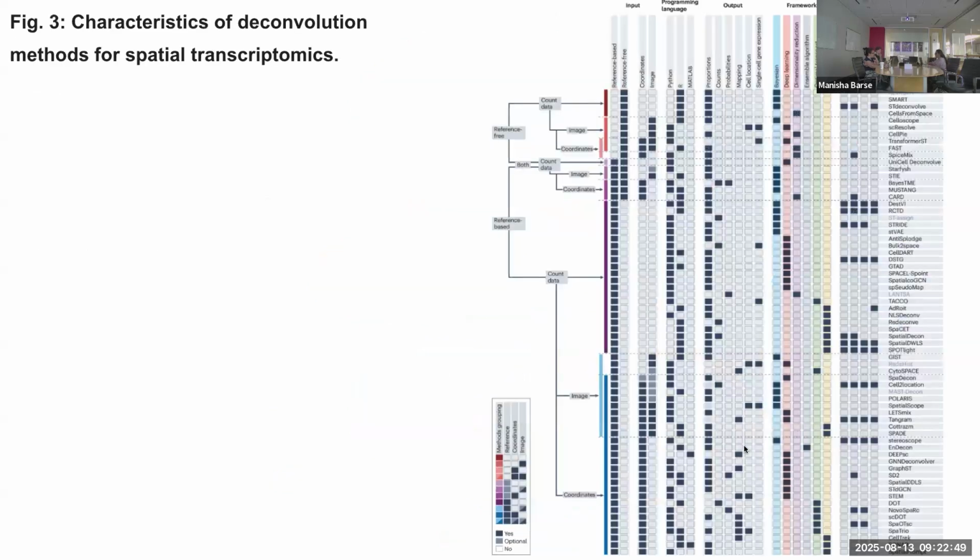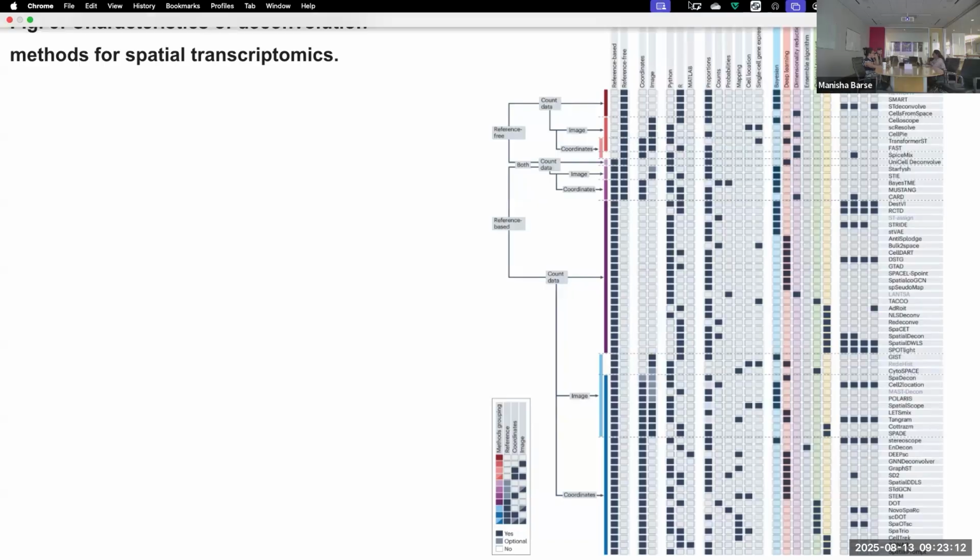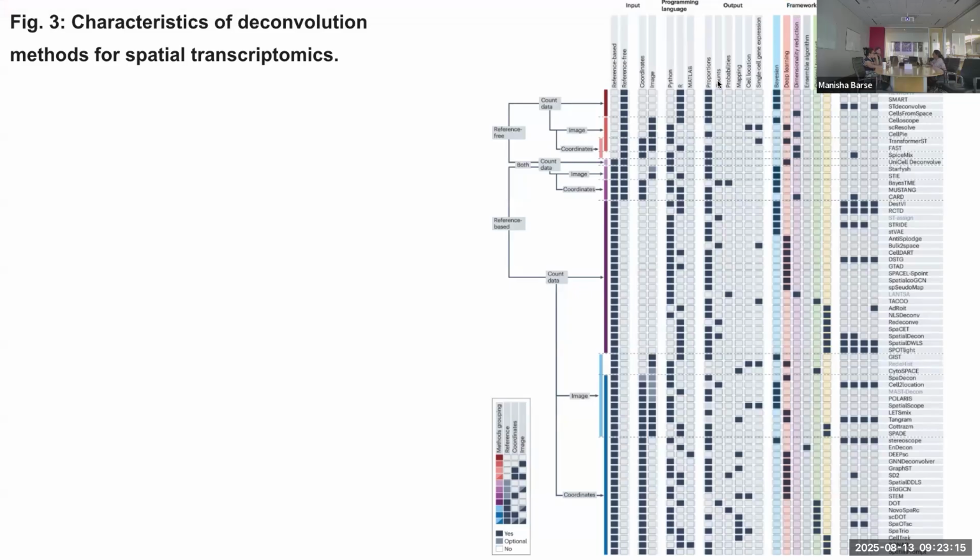In figure 3, they have also characterized these different methods for deconvolution. In this figure, they show the inputs that go into the deconvolution method, what type of programming language those methods are based on, and what type of outputs we get. Do we get proportion counts or probabilities? Do we get the mapping or cell location or single cell gene expression? Then also, as from the previous figure 2, what type of framework these methods are based on. They have also looked at some previous benchmark studies and which methods those studies highlighted, which is what they are trying to compare in this.